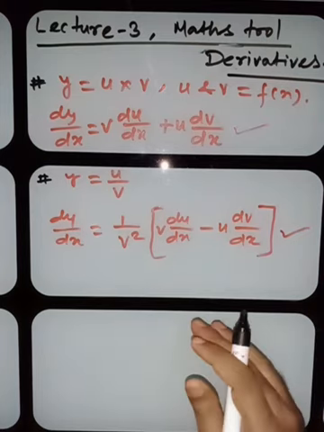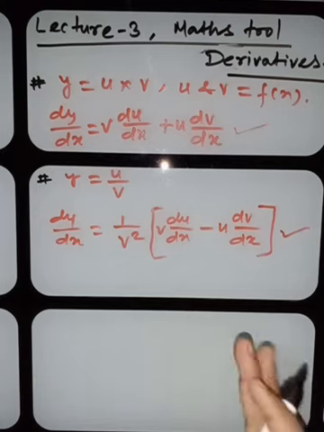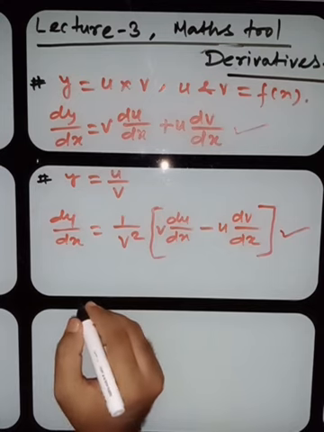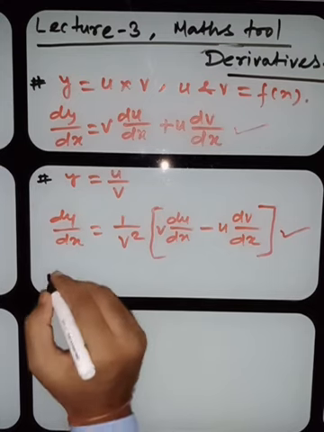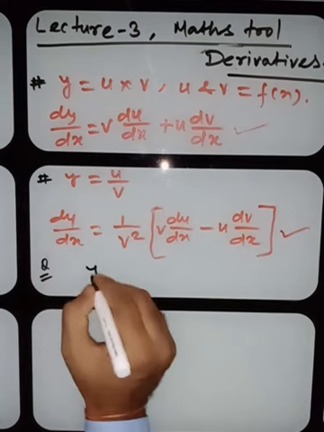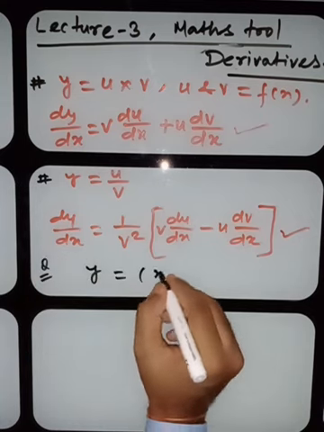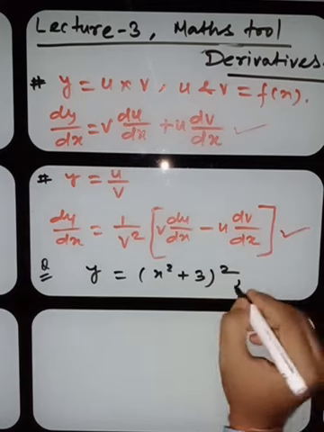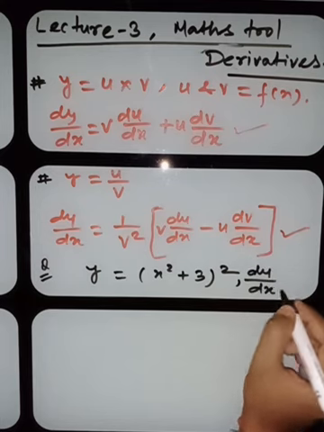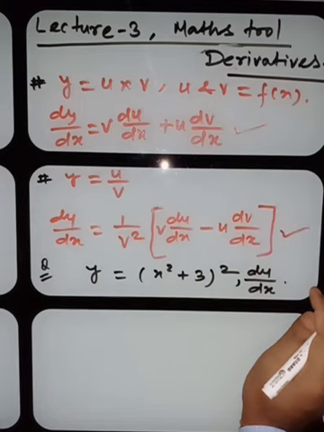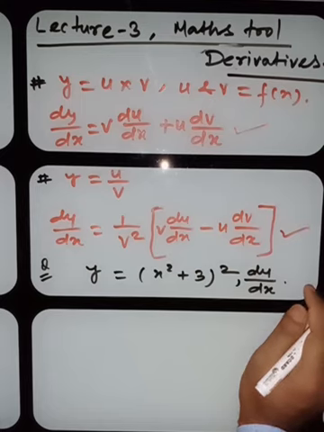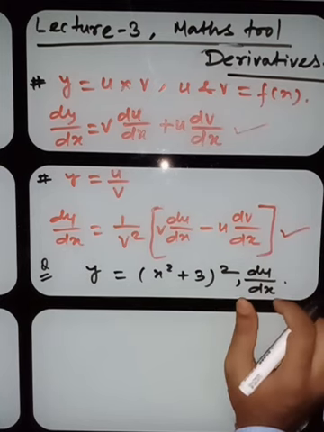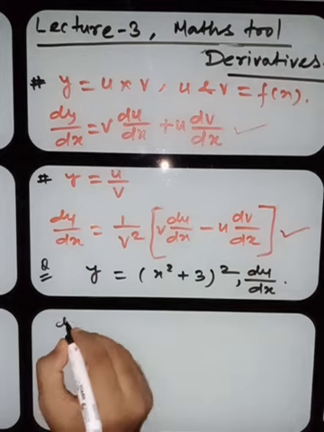Now today's class will be totally focused on practice. So here I am going to give you questions. The first question: if y is equal to x square plus 3 whole square, you have to find dy by dx. I know I had given this type of question for your practice in the group. Again, for students who are watching on YouTube, I'm solving this question for dy by dx.